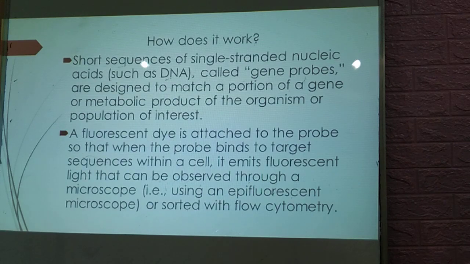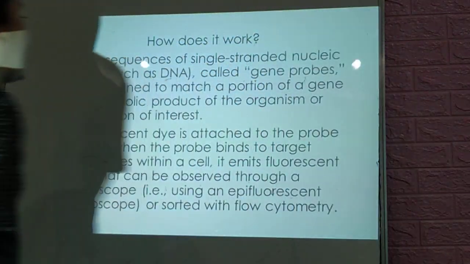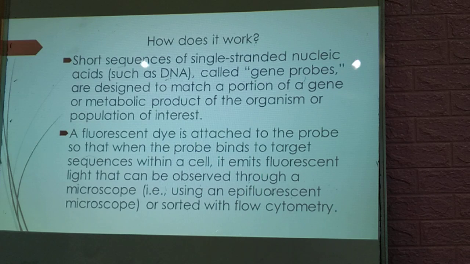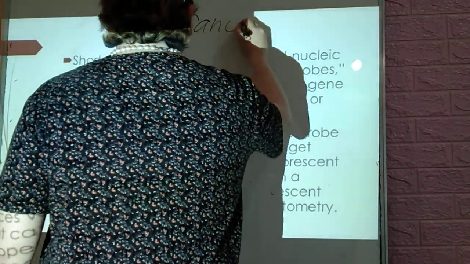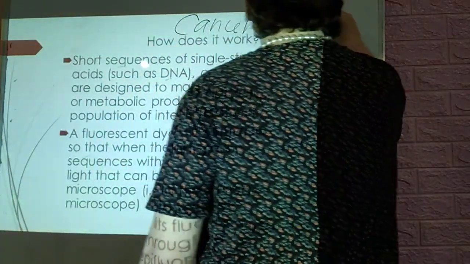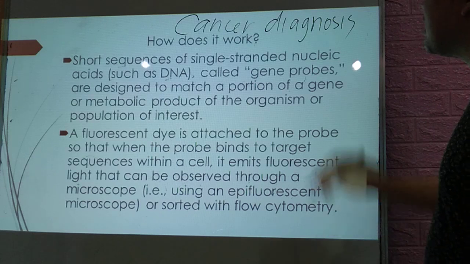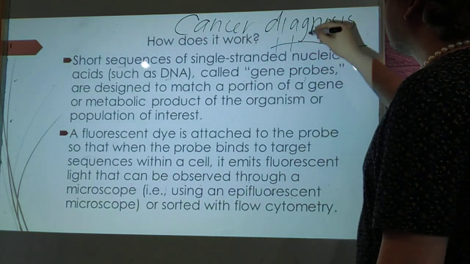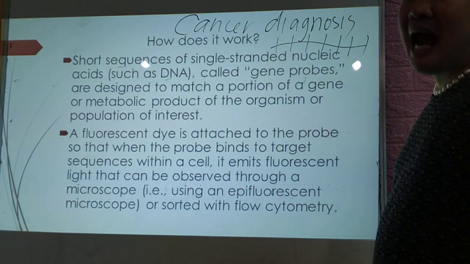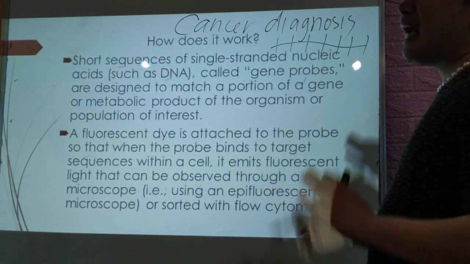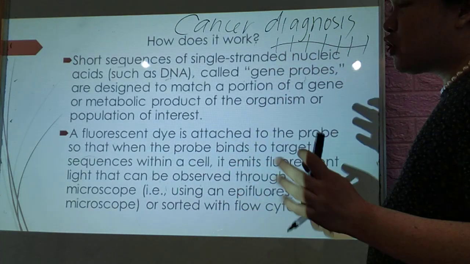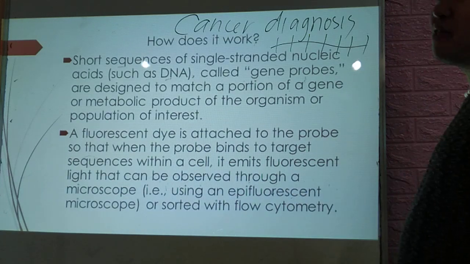Short sequences of single-stranded nucleic acids, which are of course DNA, called gene probes, are designed to match a portion of a gene or metabolic product of the organism or the population of interest. For us here, let's say for example, this is for cancer diagnosis. Okay? So we're going to look for that specific type of sequence that is somehow showing a cancer relatedness, or of course probabilities for cancer due to that mutation.